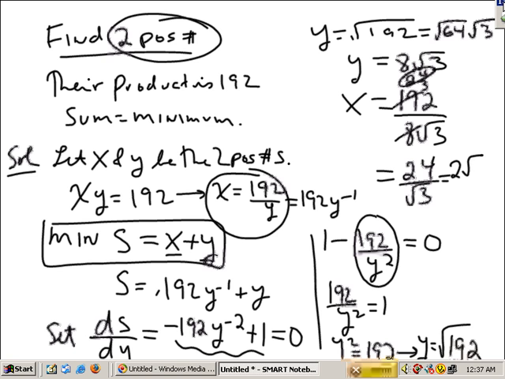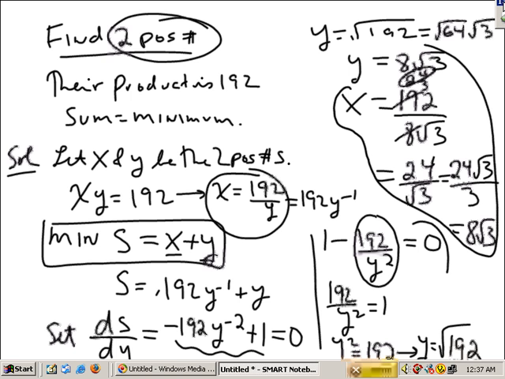Second time I did this, folks. You get 24 times the square root of 3 for the top. Multiply the bottom by square root of 3, gets 3. So y is 8 square root of 3. That is, I meant to say x is. x is 8 square root of 3, and coincidentally so is y.